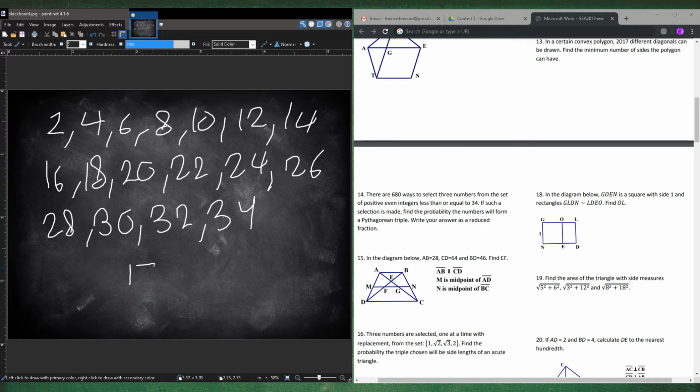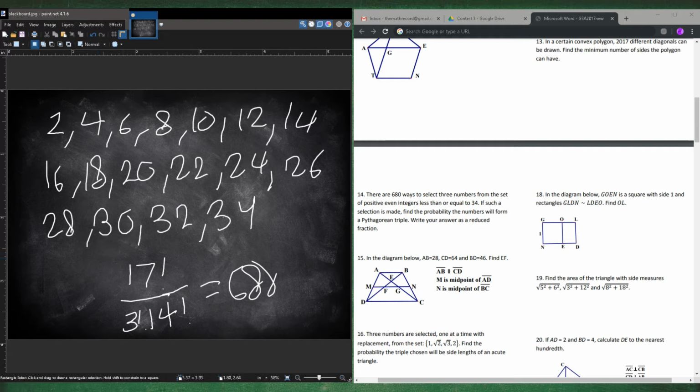Yeah, there's 17. So just to make sure that 680 is right, since we select three numbers from the set, it will be 17 factorial over 3 factorial times 14 factorial. So that is equal to 17 factorial divided by 14 factorial divided by 3 factorial. Yeah, that's equal to 680. So these are our numbers. So now find the probability that the numbers will form a Pythagorean triple.